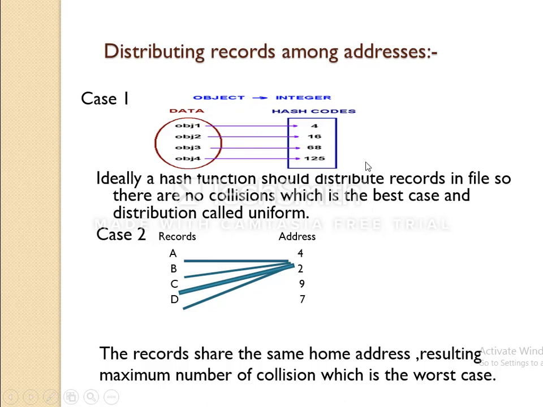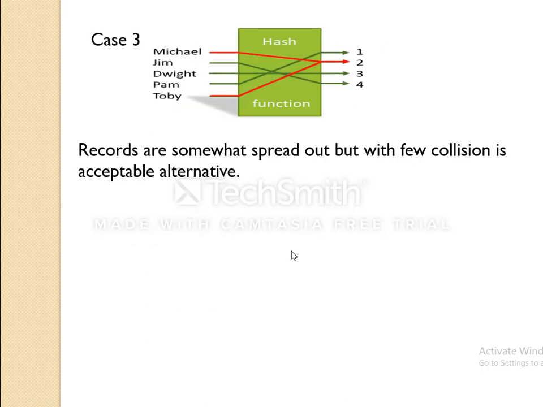There are no collisions. Case 2, which is the worst case, is when the records share the same home address, resulting in the maximum number of collisions. As shown in the example, records A, B, C, D are sharing the same home address, that is 4. So it has the maximum collisions. So it is the worst case.